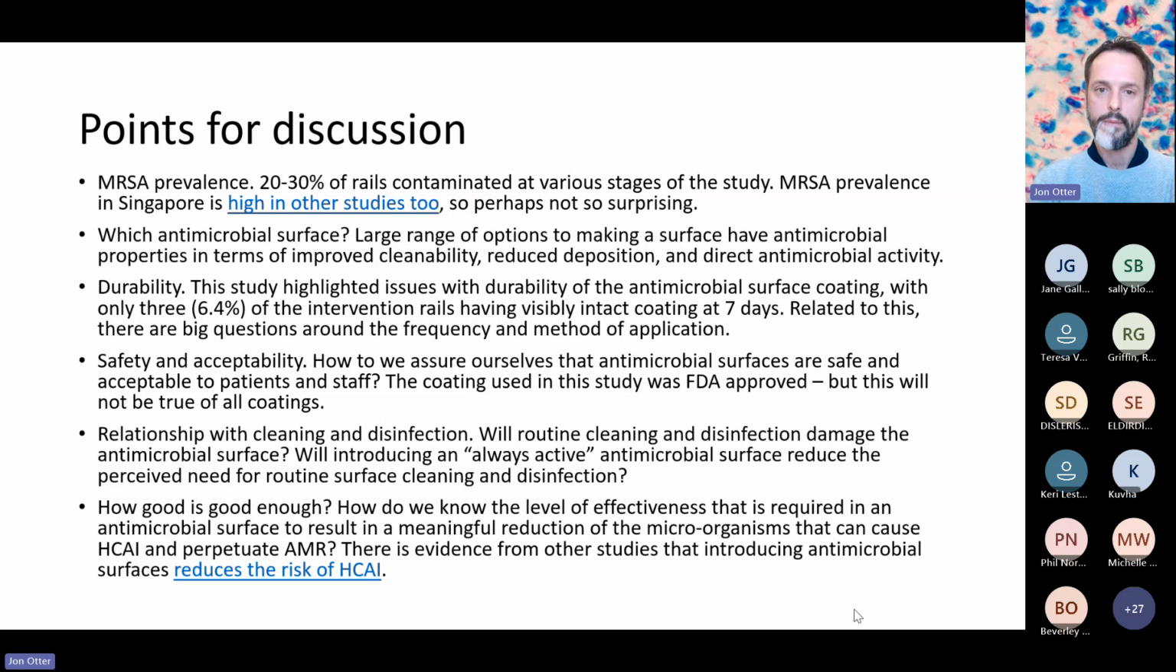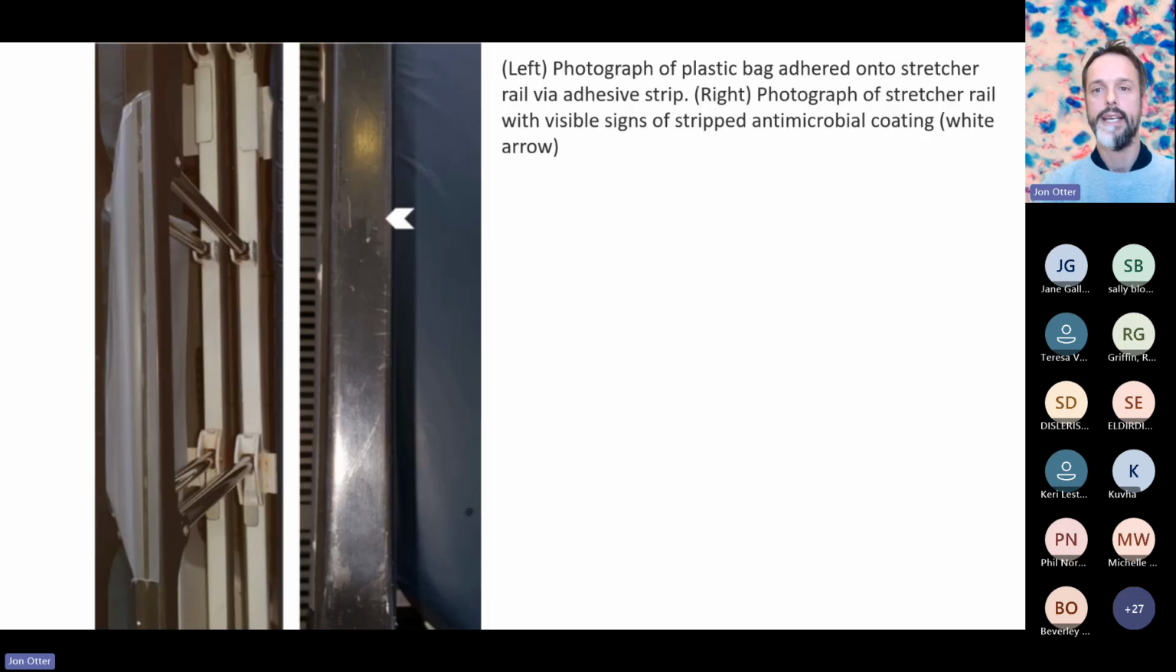One commonly quoted potential issue or actual issue with antimicrobial surfaces is durability. And this study highlighted that, in that only 3 of the intervention rails, that's 3 of the 40-odd that were actually coated, had a visibly intact coating after even 7 days. Let me just flick forward to a picture here. So this is a photo of the bed rail.